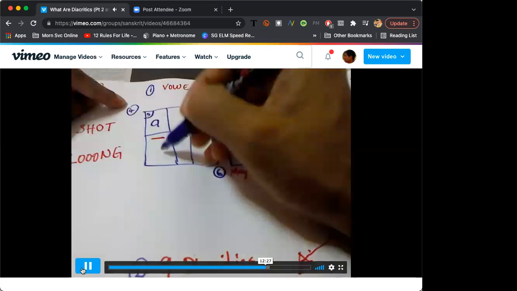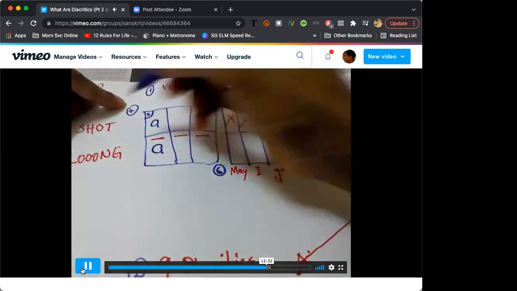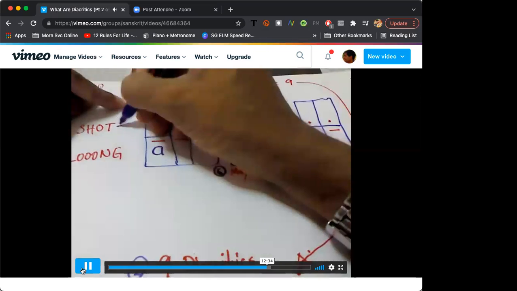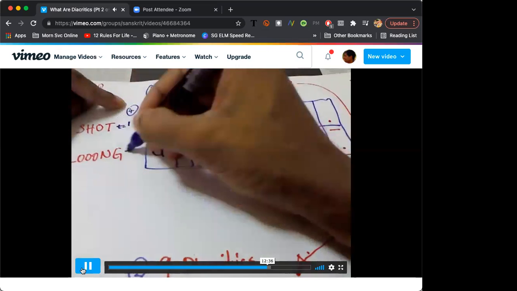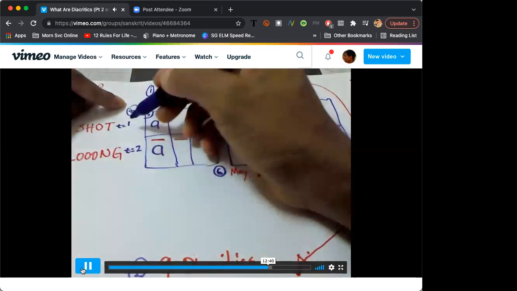And the long A. If this is 1 unit of time, this will be 2 units of time. So we can add this here. Short, T equals 1, and long, T equals 2. 2 matras, 1 matra and 2 matras. 1 unit of time, 2 units of time.